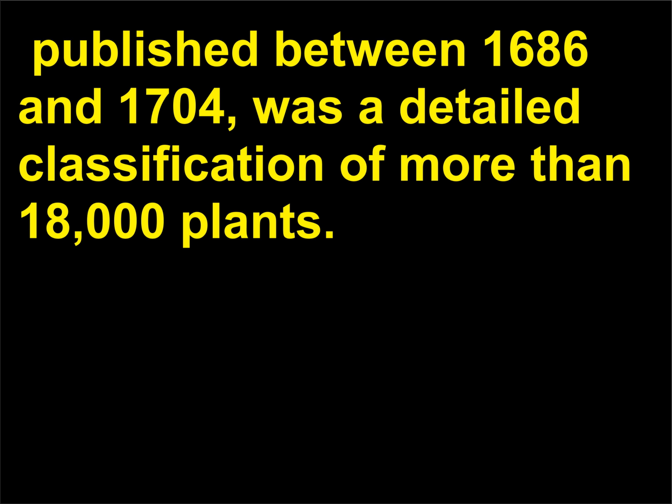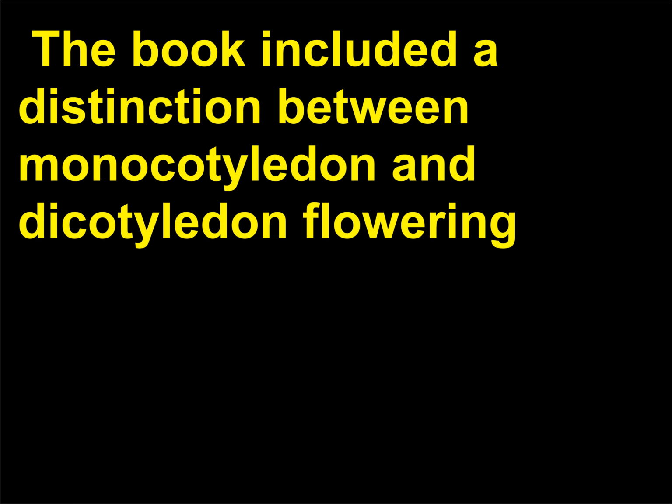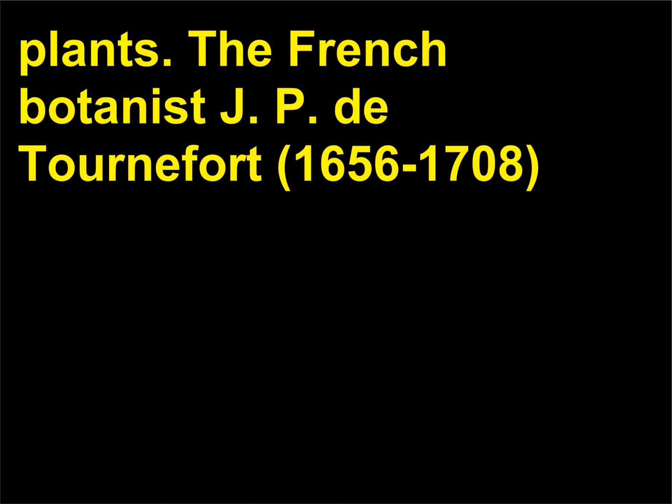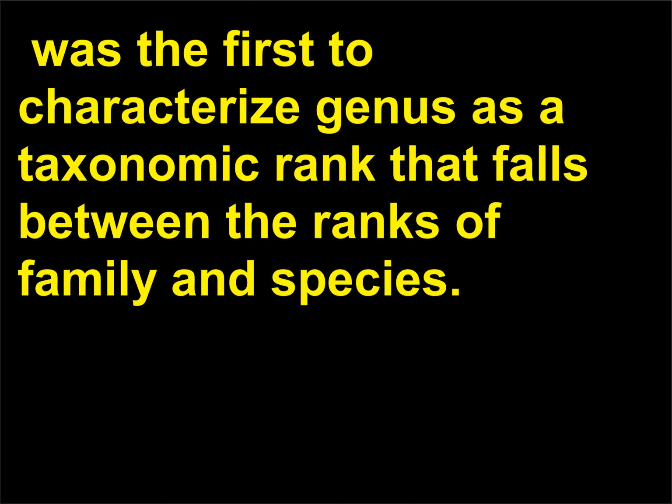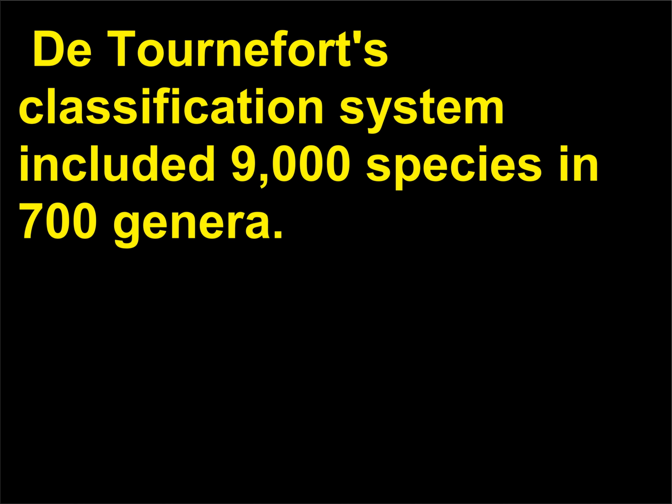His Historia Plantarum Generalis, published between 1686 and 1704, was a detailed classification of more than 18,000 plants. The book included a distinction between monocotyledon and dicotyledon flowering plants. The French botanist J.P. de Tournefort, 1656 to 1708, was the first to characterize genus as a taxonomic rank that falls between the ranks of family and species. De Tournefort's classification system included 9,000 species in 700 genera.